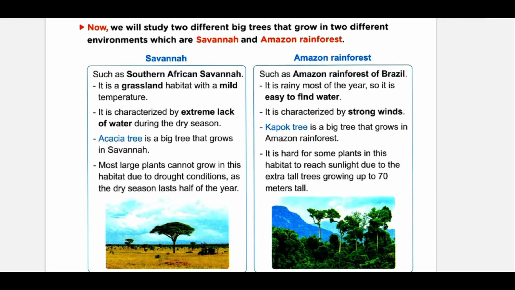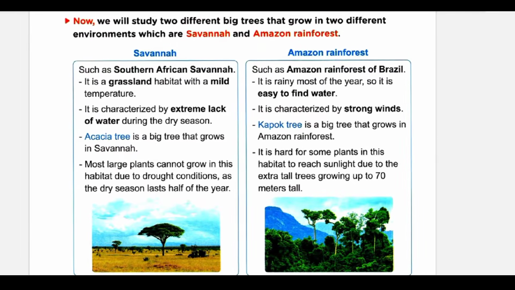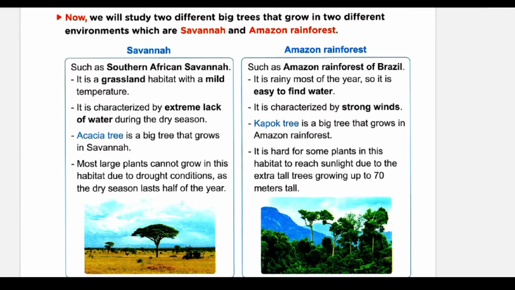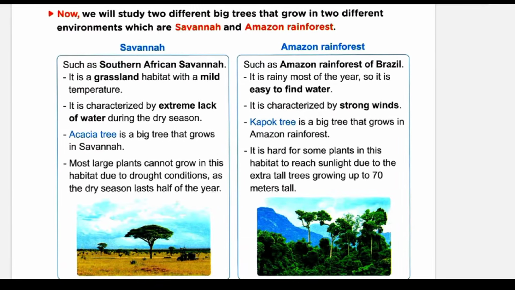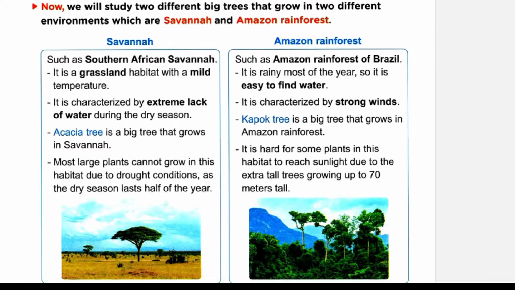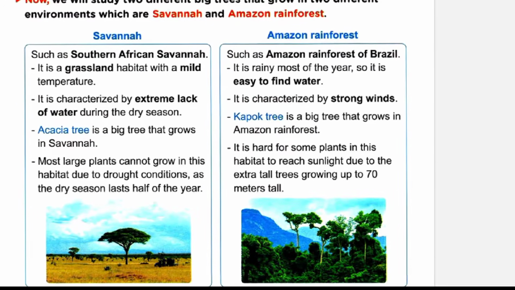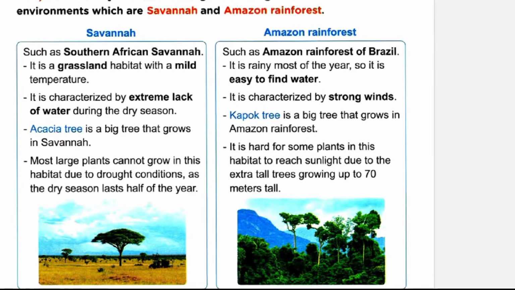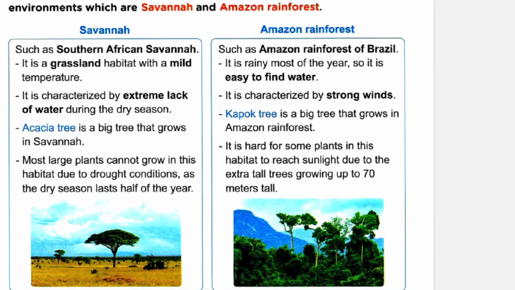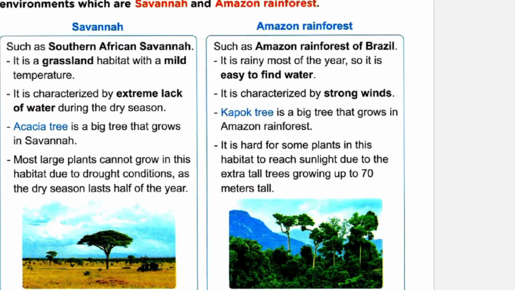The second example from Amazon rainforest, such as Amazon rainforest of Brazil. It's rainy most of the year, so it's easy to find water. It's also characterized by strong winds. Kapok tree, it's a big tree that grows in Amazon rainforest. It's hard for some plants in this habitat to reach sunlight due to the extra tall trees growing up to 70 meters tall.